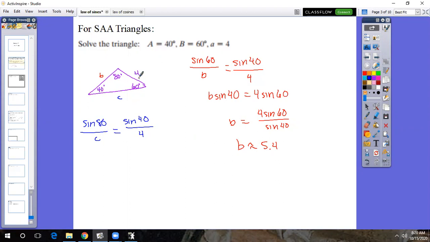And just to try and get as accurate of an answer as possible, I'm going to use the exact numbers. That may not always be the case in some problems. You might have to use some approximated numbers, and that's okay. But I'm just trying to get as exact an answer as possible. All right, so then when I solve for c, c will be 4 sine of 80 over sine of 40.